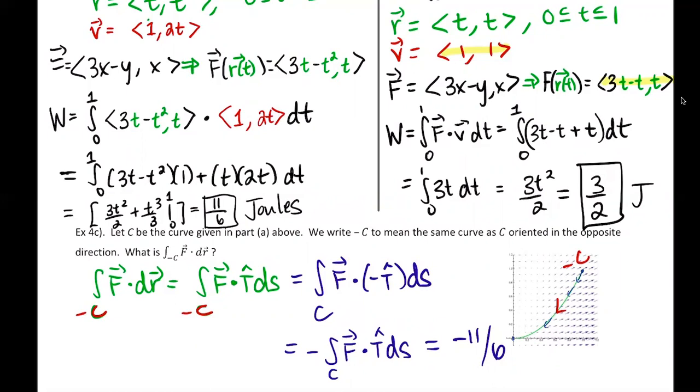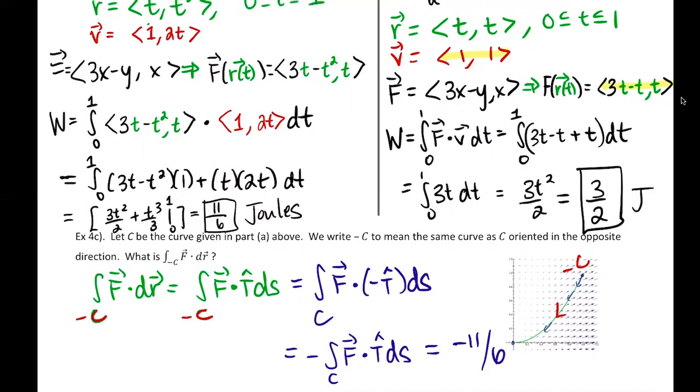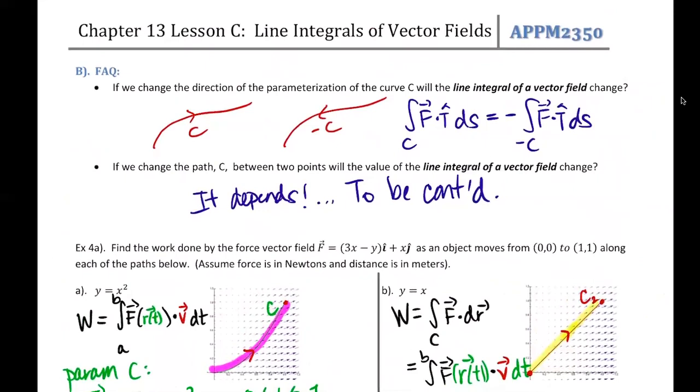We can just say, because we know the unit tangent vector is going to flip exactly 180 degrees, that we would expect this line integral to have exactly the opposite sign as the answer we got. So that goes back up to here. If we change the direction of the curve, the line integral will change. It'll be the negative of what we had.